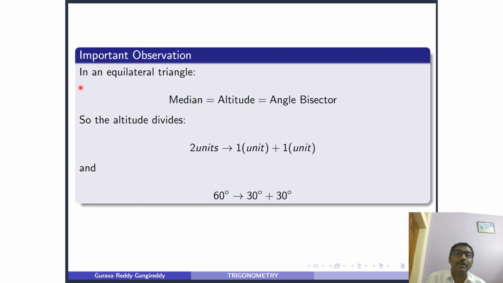Important observation: in an equilateral triangle, median is equal to altitude equal to angle bisector. So the altitude divides 2 units into 1 unit plus 1 unit, and 60 degrees is equal to 30 degrees plus 30 degrees.